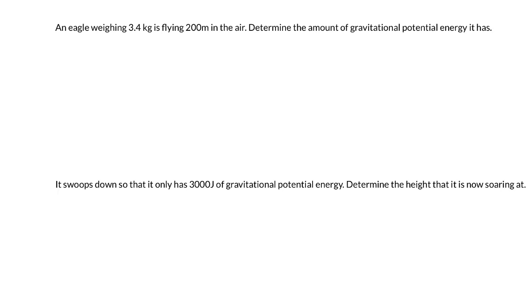Let's have a think. What do we know? The mass of the eagle is 3.4 kilograms. Its height is 200 meters in the air. We want to work out its gravitational potential energy, and we know it's on Earth, which means it has a G value of 9.8. This G value of 9.8 is consistent all across the Earth, and in the test, in questions and in the data sheet, it will tell you 9.8, and that's the value you have to use. So we can put that into the equation.